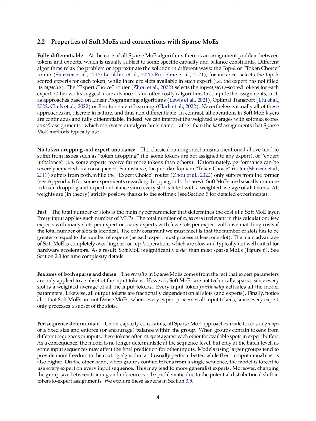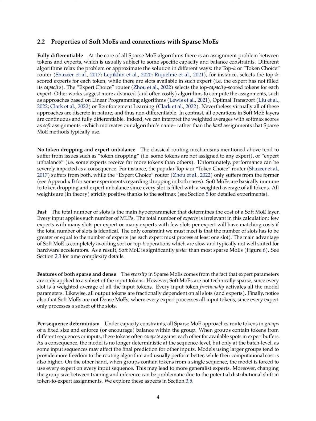Under capacity constraints, all sparse MoE approaches route tokens in groups of a fixed size and enforce balance within the group. When groups contain tokens from different sequences or inputs, these tokens often compete against each other for available spots in expert buffers. As a result, the model is no longer deterministic at the sequence level, but only at the batch level, as some input sequences may affect the final prediction for other inputs. Models using larger groups tend to perform better and have higher computational costs. However, when groups contain tokens from a single sequence, the model is forced to use every expert on every input sequence, which may lead to more generalist experts.